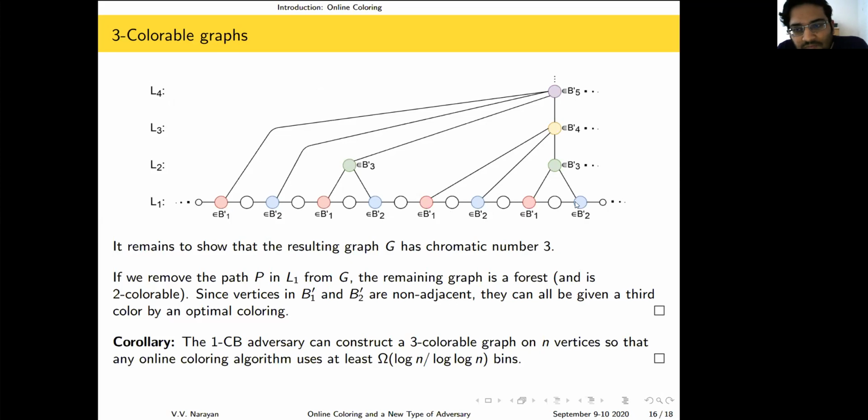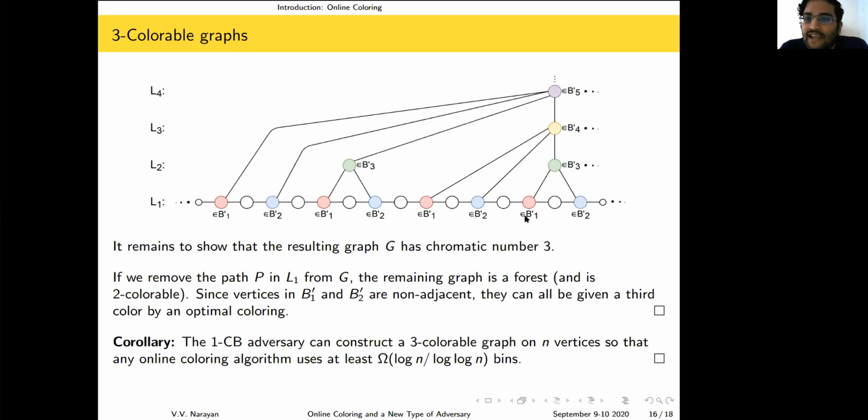But if we remove this path P from L1, then the remaining graph is just a forest and is 2-colorable. And because we ensured that all the vertices in B1 prime and B2 prime are non-adjacent, we can just give them all a third color and then color the remainder of the path with the two colors that we use for the forest.